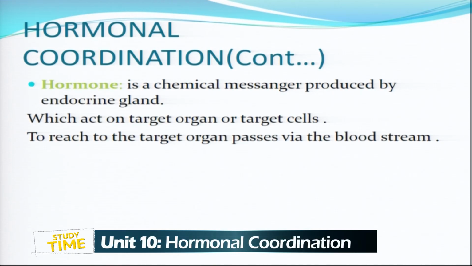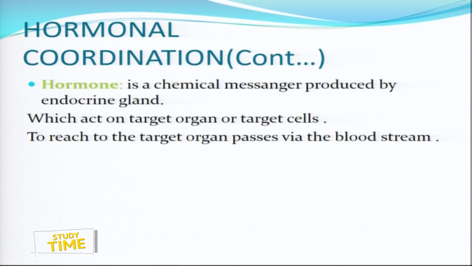So now, we talked about the hormone, which is secreted by endocrine glands. What is a hormone? First of all, it's a chemical substance. It's a chemical messenger that's produced by endocrine glands. When hormones are produced, they have their target organ where they have to carry out their function. Let's take an example.